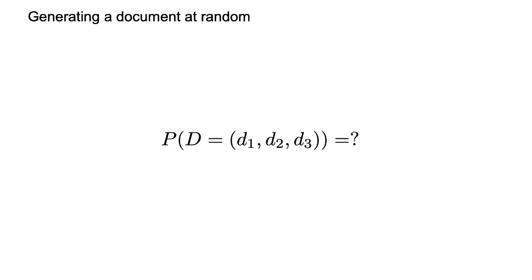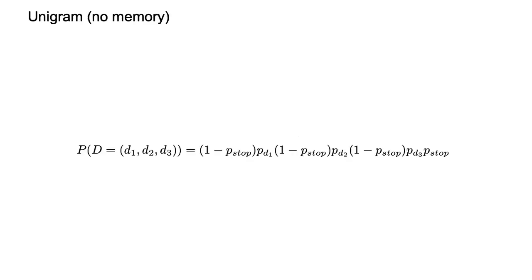So it would be 1 minus p stop times the probability that D1 is computers, times 1 minus p stop times the probability that D2 is R, times 1 minus p stop times the probability that D3 is cool, times p stop. Yep, that's it. That's what you meant, right? Yeah. Okay. So this is the sequence of probability, the product of probabilities I get.